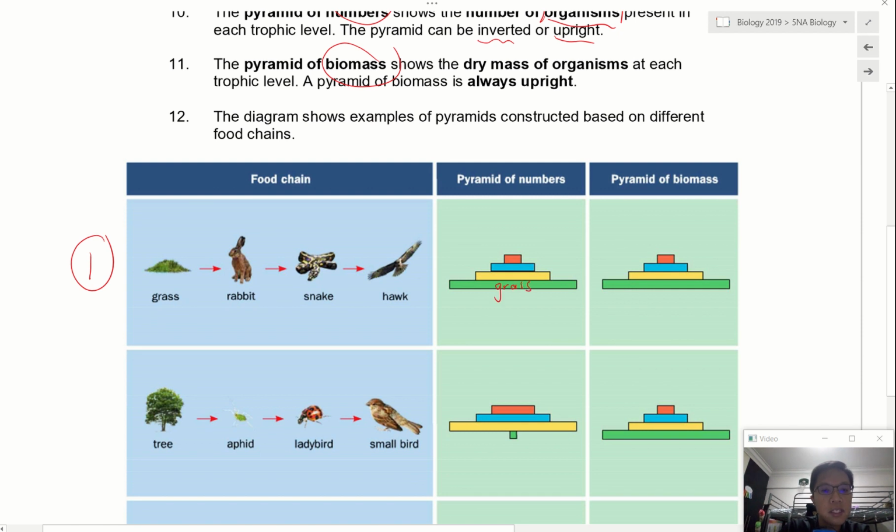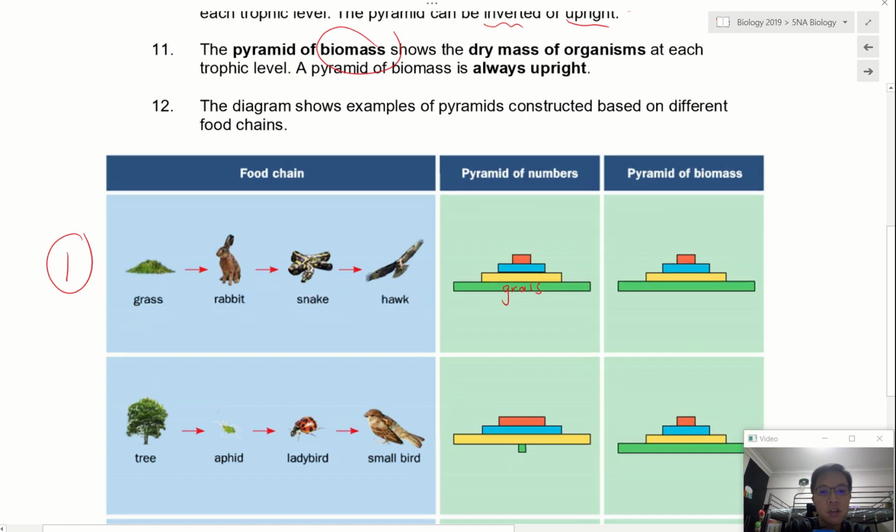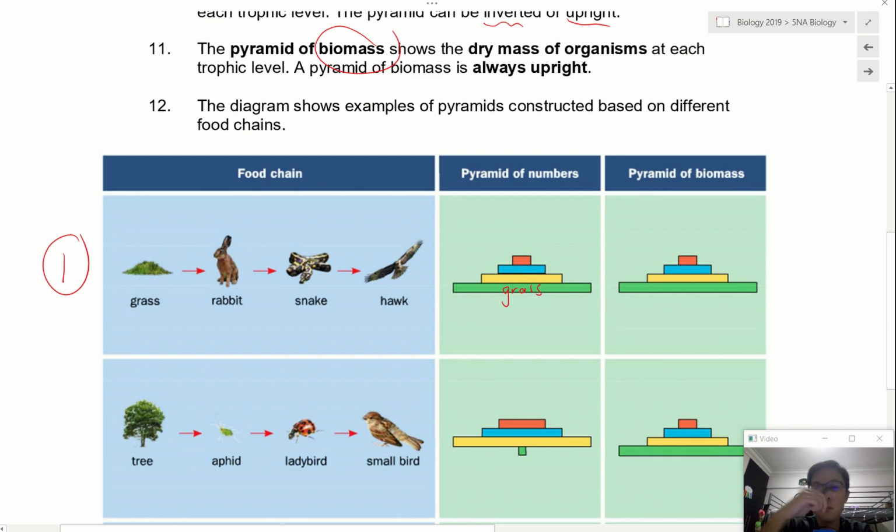There's a lot of grass to feed a smaller number of rabbits, and a smaller number of rabbits will feed even fewer snakes, and subsequently the hogs will be the smallest number. The tertiary consumers will always be at the top.